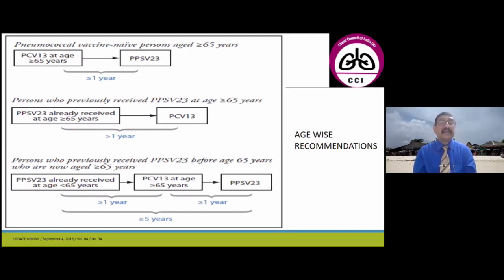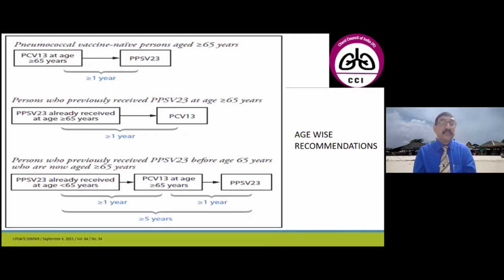Persons who previously received PPSV23 and are aged more than or equal to 65 years. In those category of patients, first you give PPSV23 followed by PCV13, but the gap should be more than or equal to 1 year. So you have to maintain the gap because the gap is very important. After 1 year of giving PPSV23, you have to vaccinate the patient with PCV13.